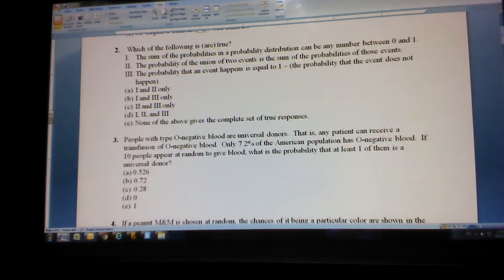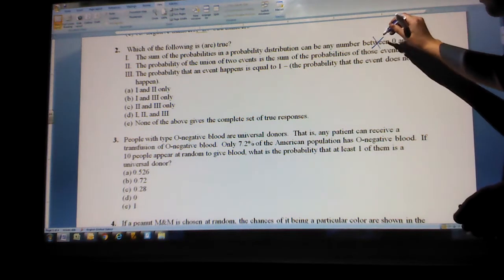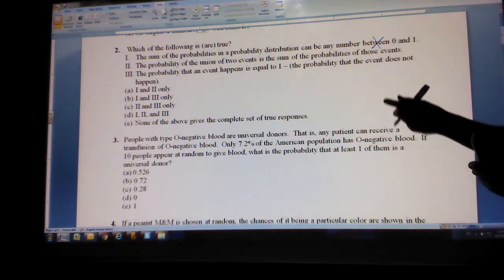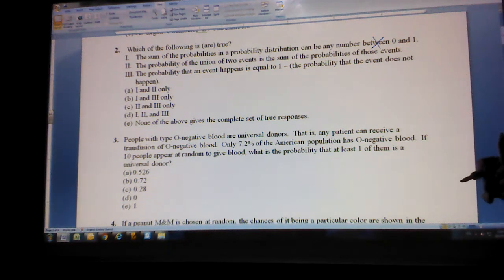2, this one is tricky. The sum of the probabilities in a probability distribution can be any number between 0 and 1. This one is wrong. The sum is always 1. So it's not any number, it's always 1.